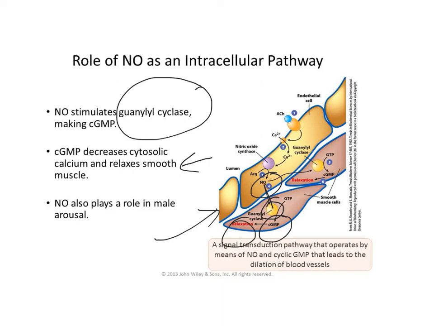NO also plays a role in male arousal, so erections, and ultimately NO is going to be released in that area that leads to vasodilation in that particular region or organ of the body.